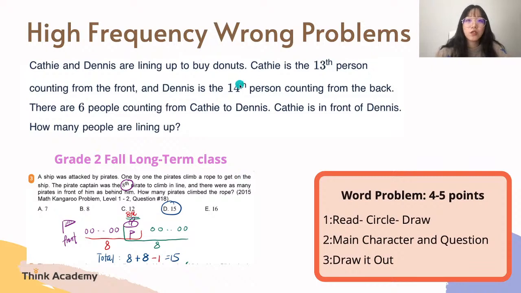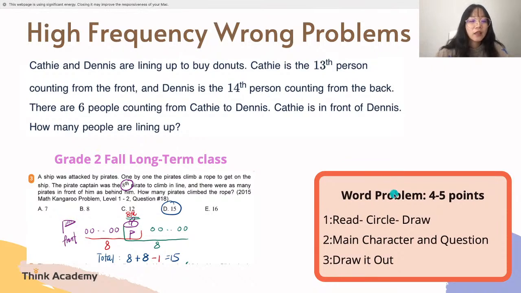And after they understand these particular little words from the word problem, they should be able to draw it out. You can take a look at an example. Actually, this lining up problem is a question that we talked about last semester in the grade 2 fall long-term classes. So we asked the students to draw out the main character, who is in front, who is behind, and how we should count the total. Is there anyone that we're double counting? By drawing this picture out, it helps the student really visualize what is going on, and they are able to fully understand what they should do.